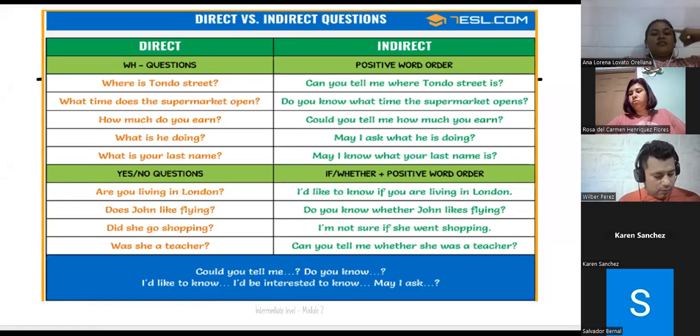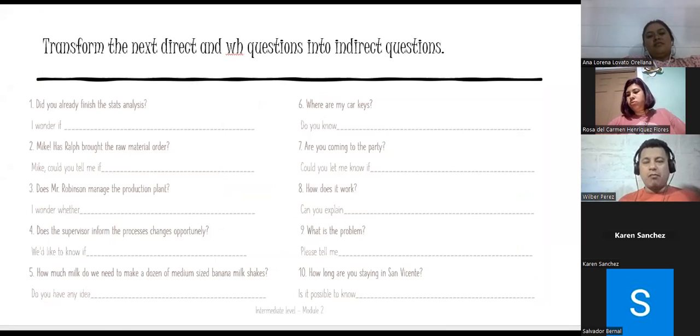So let's go and see some other examples and transform the next direct and WH questions into indirect questions, okay?